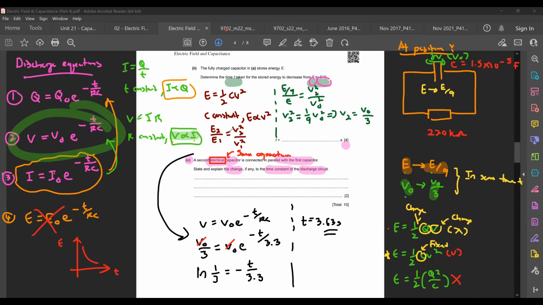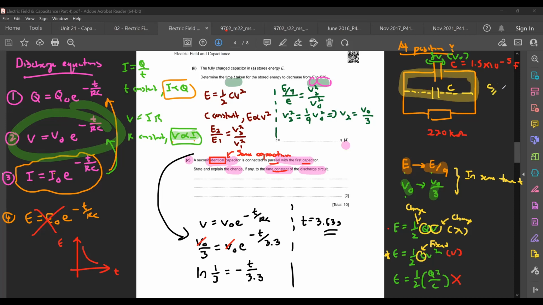So what is actually happening here is that they connect that same capacitor in parallel with the first one. What happens to your time constant? So if you imagine that right now, you have another capacitor, also of capacitance C, connected in parallel here. This one is already connected in parallel.